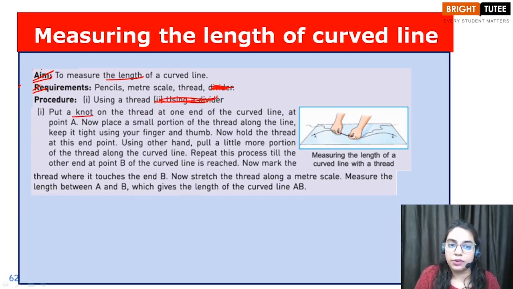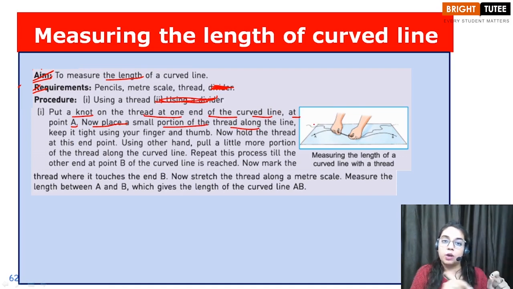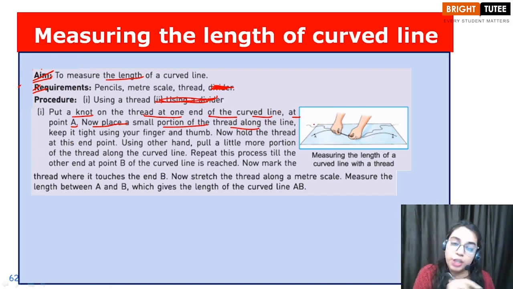Put a knot on the thread at one end of the curved line. Okay children, at the point A. Now place a small portion of thread along the line. So we will hold a small portion of thread starting from the point A. Okay children, and we have to keep it tight using our finger and thumb. Now hold at this end.